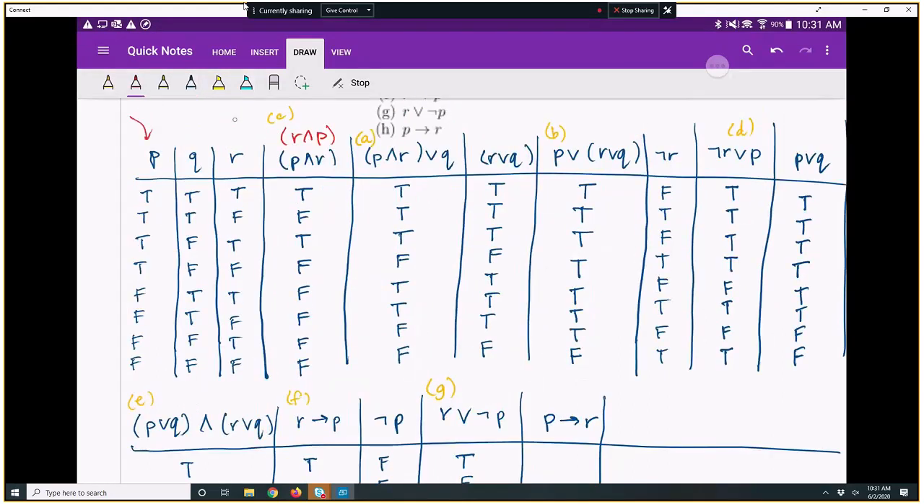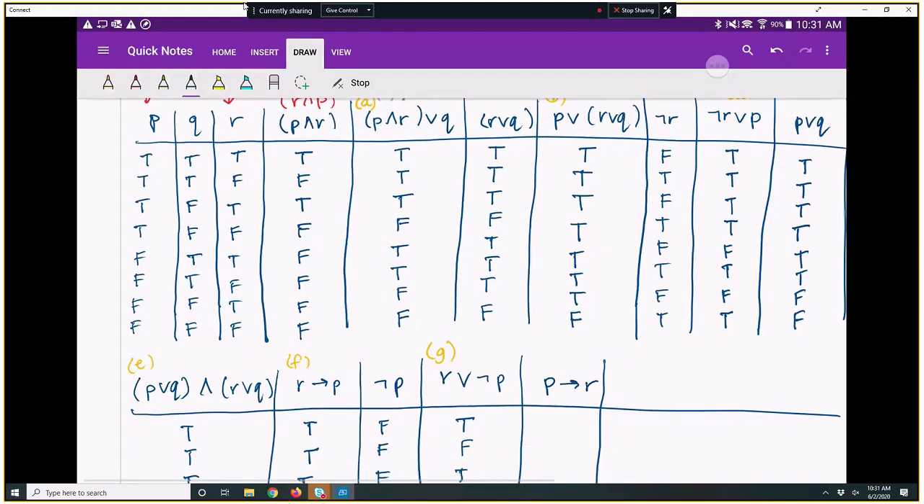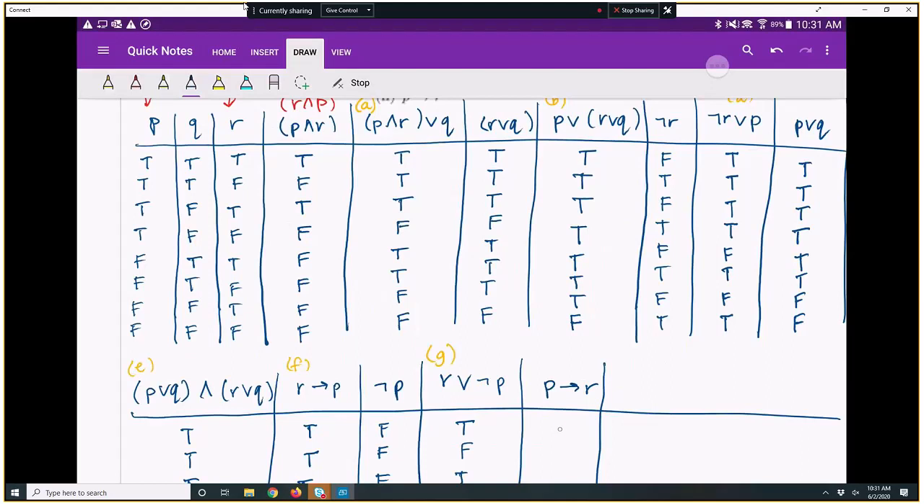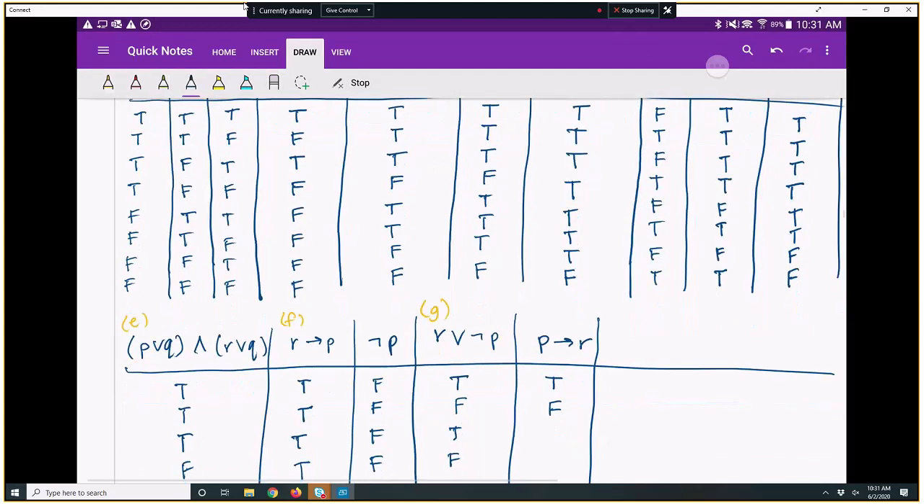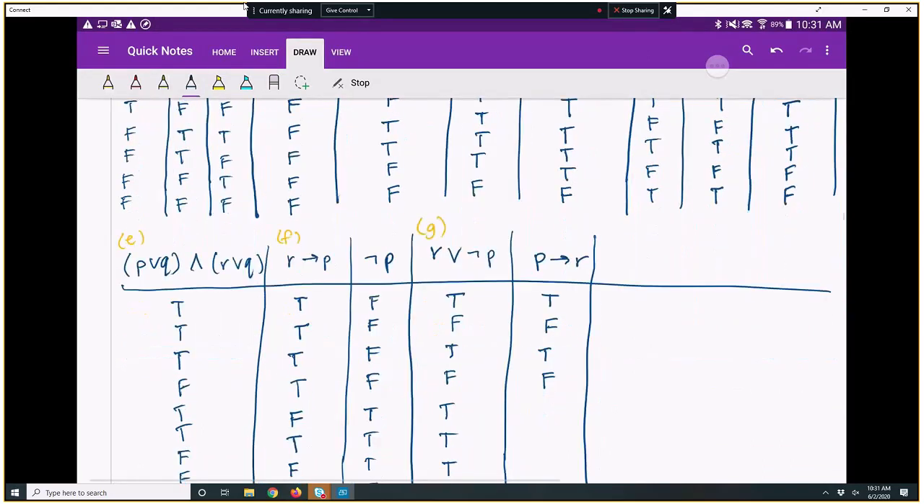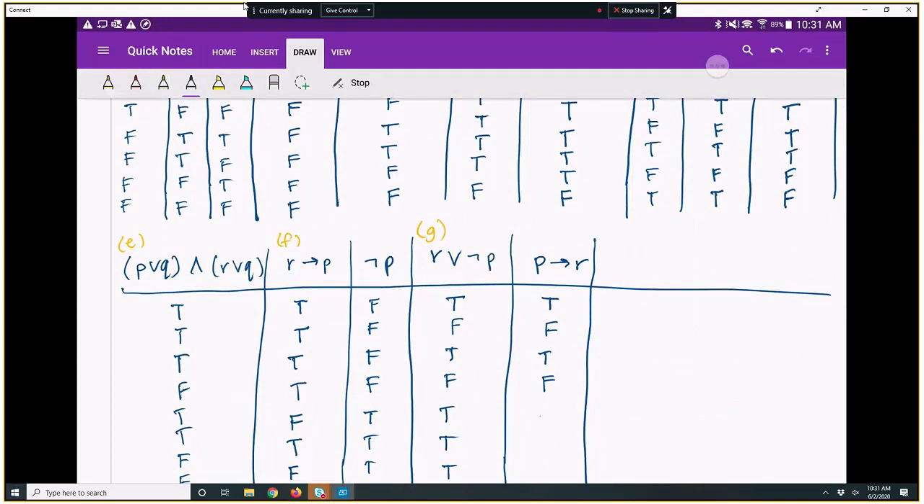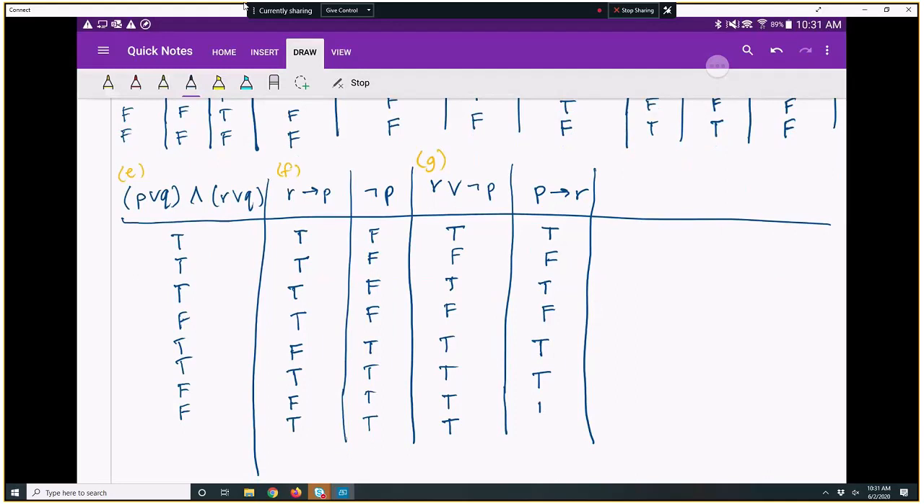So I'll be looking here at P and R. The first row is true implies true, that's true. Second row, true implies false is false. True implies true is true. True implies false is false. And then I have false implies true, that's true. False implies false, that's true. False implies true, that's true. False implies false, that's true.